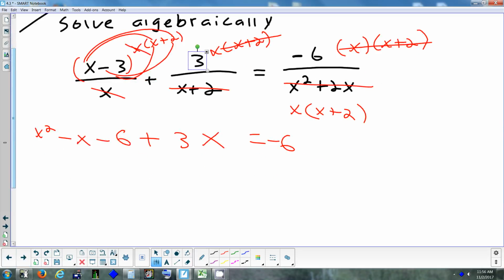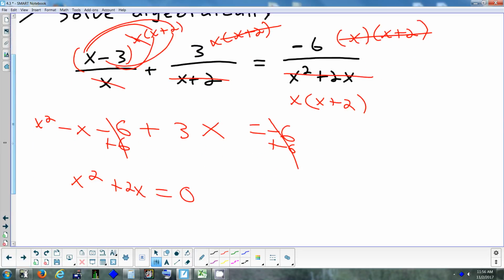Okay, what kind of equation is that? Quadratic. So we want to get it equal to 0. The only thing I have to do is plus 6 on both sides. So that's gone. What about on the left? It's gone over there too. So all I have on the left now is x squared plus 2x equals 0. X squared plus 2x equals 0.